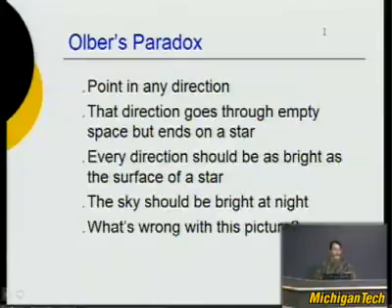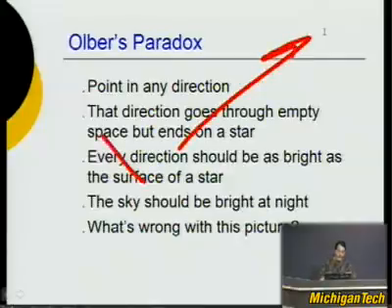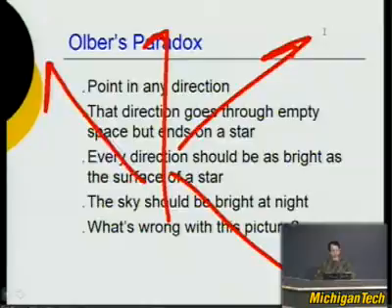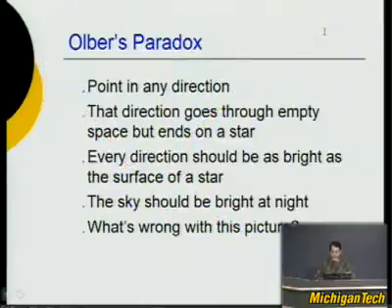So Olber said, let's point in any direction. Point there, or point in this direction, or that direction, or this direction. Any direction you point to, Olber said, should go through empty space first and foremost, but if the universe is infinite, should end on a star. So this star should have the same surface brightness as the sun, or something close. Cut him a break, something close to the sun.